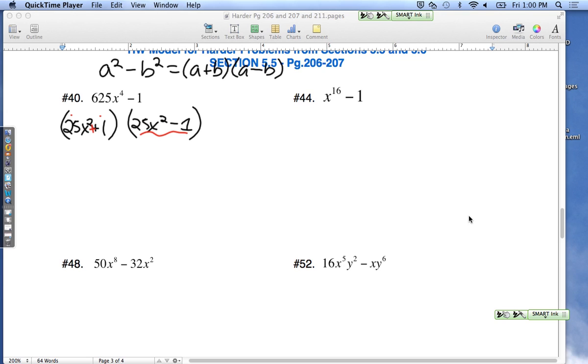So simply copy the first one over. And now the second binomial is 5x times 5x, which gives me the 25x squared, plus 1 and minus 1. So you're just factoring, you're unpeeling the layers of the problem.